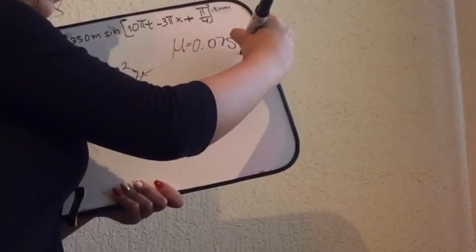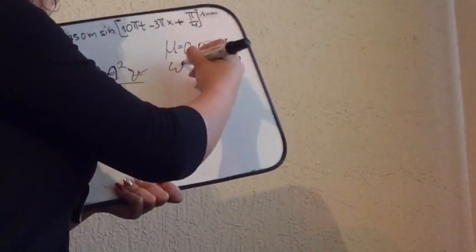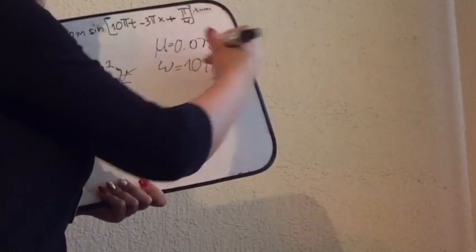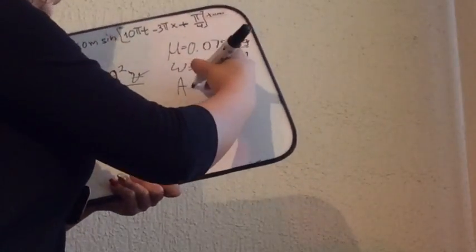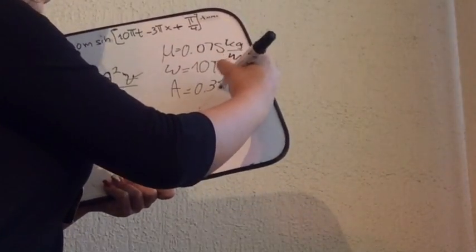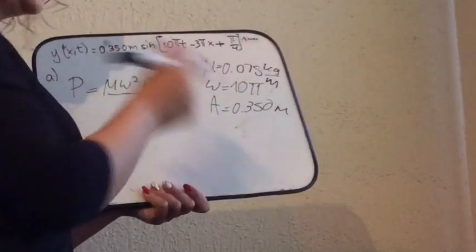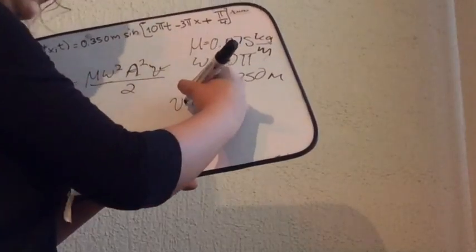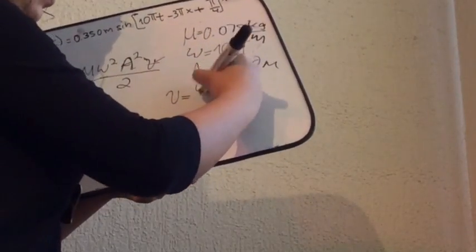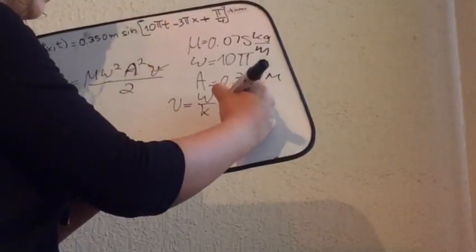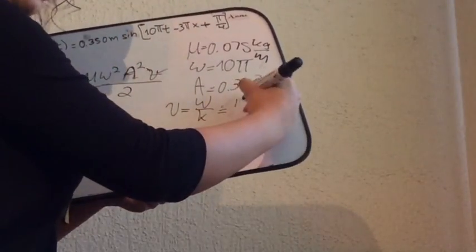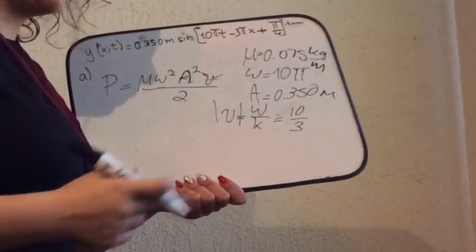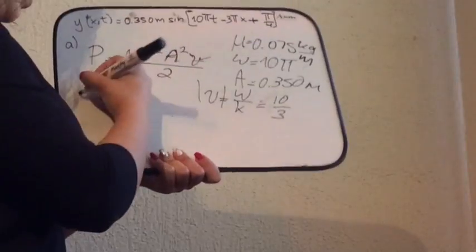So it's this. We also have omega, which, as we know, is the number that goes with the time in this equation. We have the amplitude, which equals this. It's always the number that multiplies the sinusoidal function. And the velocity can be calculated as omega divided by k, which we both have here. So it's 10 pi divided by 3 pi, which is 10/3. And in this case, it will be negative, but we're going to take the absolute value. So we can now substitute all of this in here.